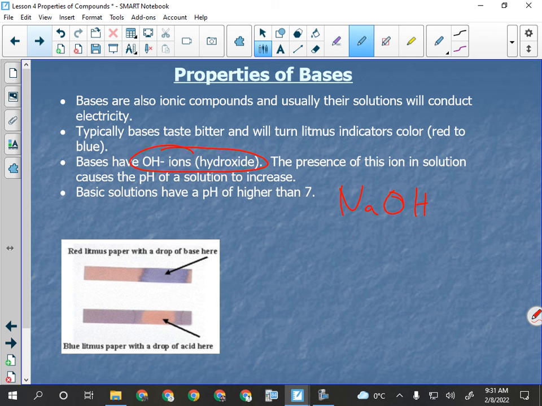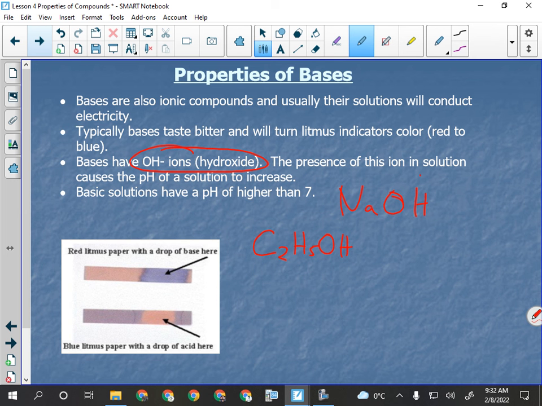Okay, so anything that can give up OH is going to be a strong base. The more OHs it can give up, the stronger it's going to be. Now, it does have to be an ionic compound. And I only say that because one of your unknowns looks like that. Is that going to be a strong base?